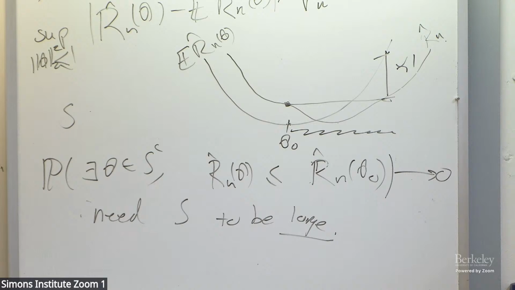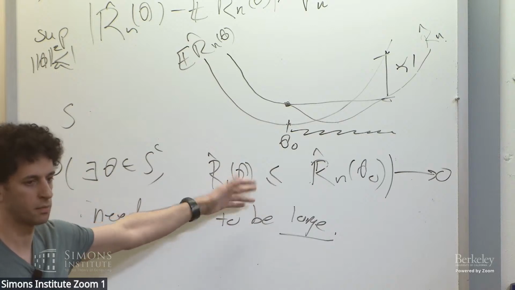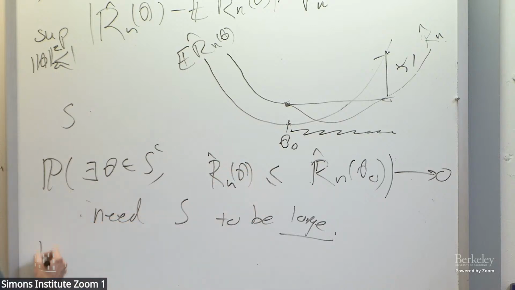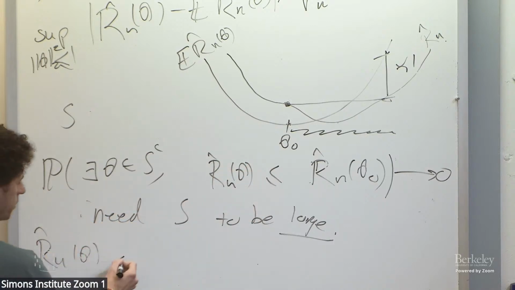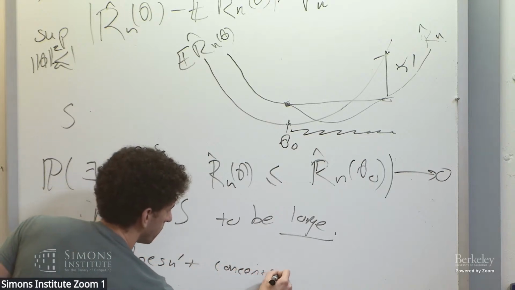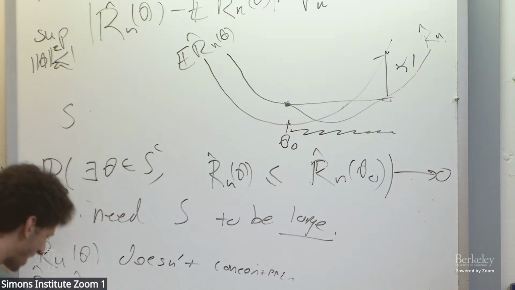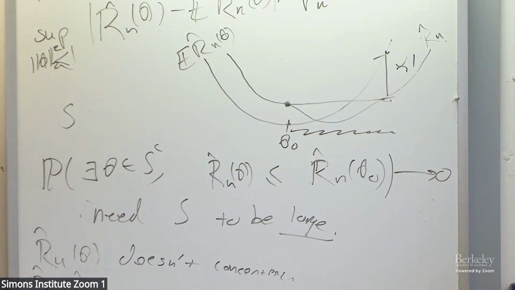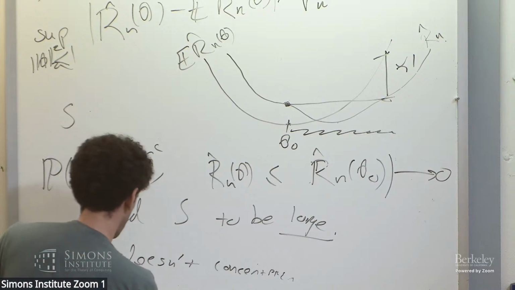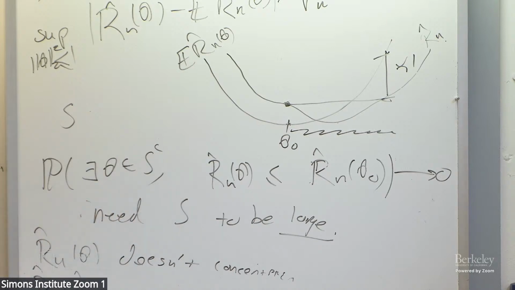How do you solve it? No, I think this is just the fact that this quantity doesn't concentrate as a function, but r hat n at theta hat n, at the minimizer, concentrates. So the conditions that I'm going to use will be about this one in particular.